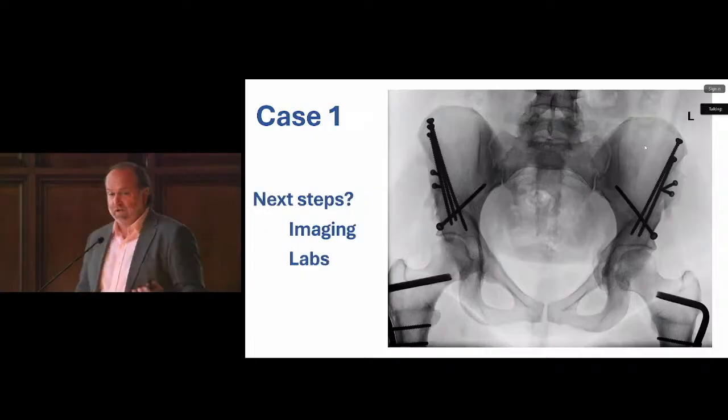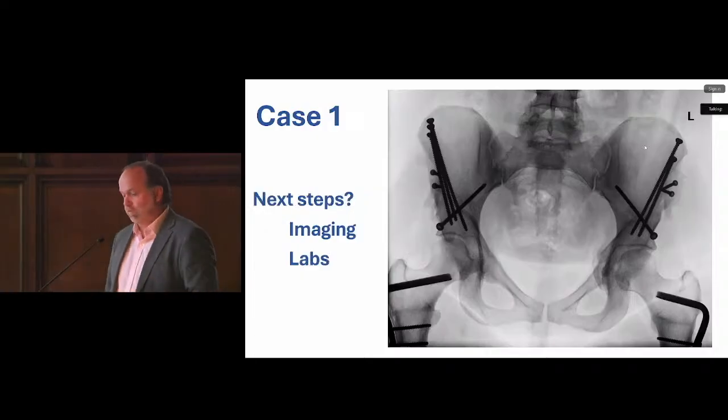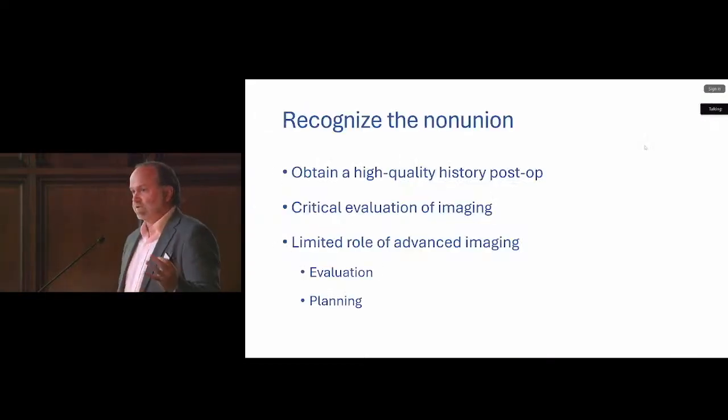So what are the next steps? We want to get imaging, we want to get labs, when do we want to intervene? And so we start looking at what's the data for this. So we need to recognize non-union. So first thing is we got to do a good history afterwards and obviously figure out, are they having symptoms, making sure that the symptoms are evaluated the way that we want to with enough precision, and just talking to them. Really critical evaluation of the imaging.